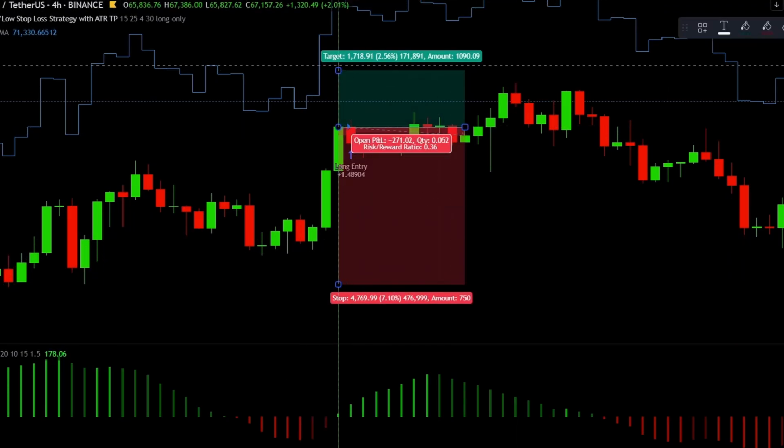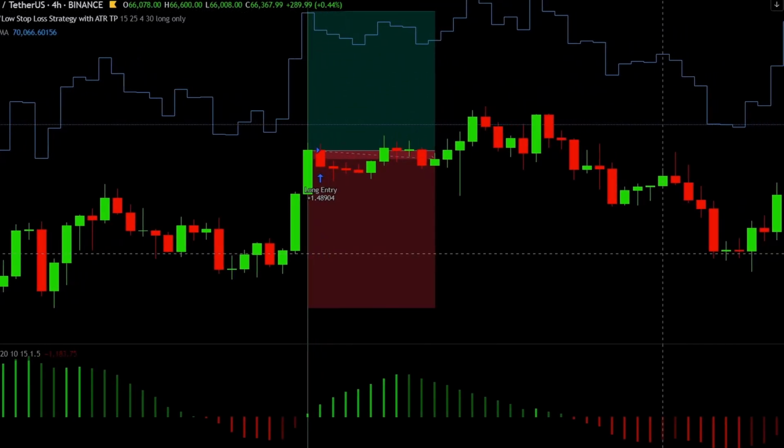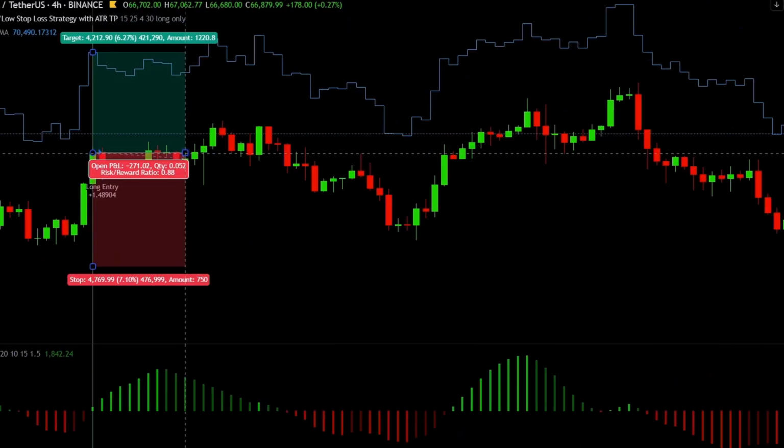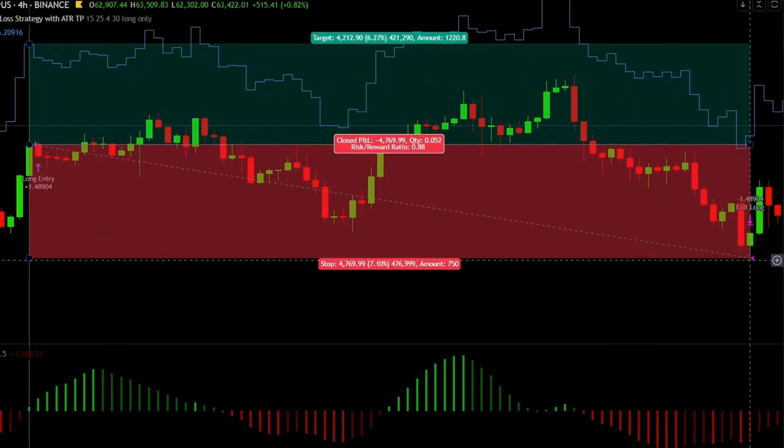And the take profit will be at the upper NNFX ATR level, right here. Let's see how this trade plays out. And this one was a losing trade. We got stopped out right there. So that's all you need to know about this strategy.